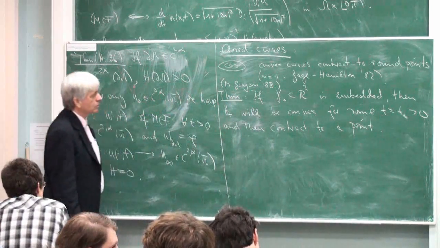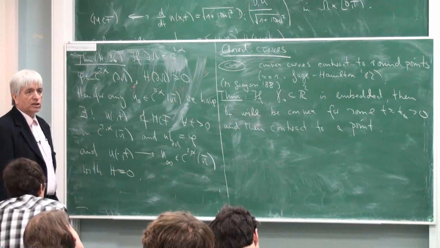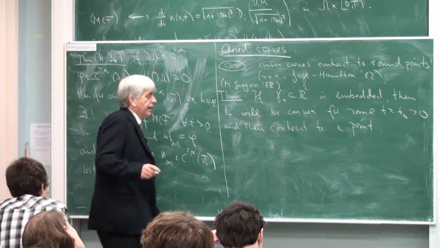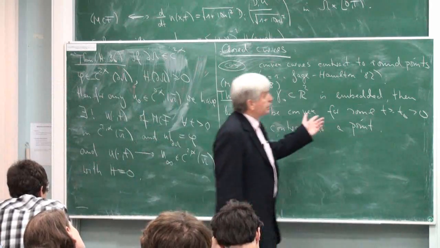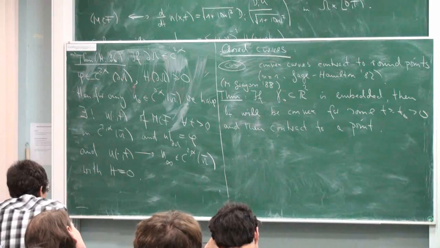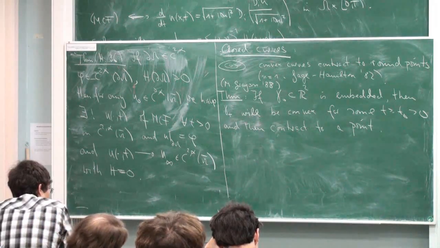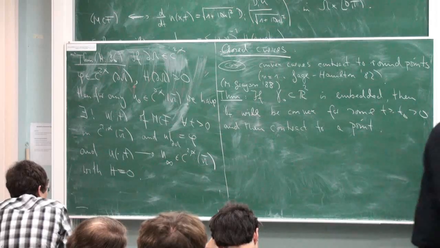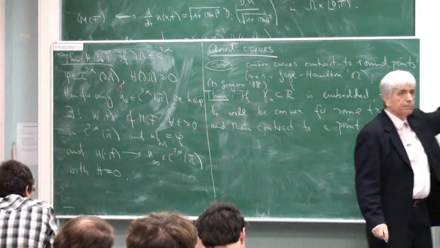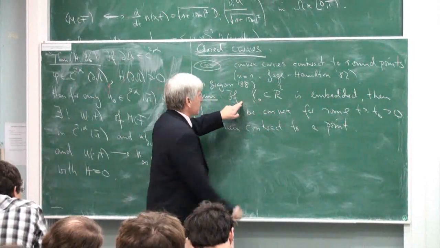Yes? That means that it has no crossings. Yeah. And if it has crossings, it's wrong because of this example, right? If it has crossings, then you get the cusp. So the embeddedness is absolutely necessary.